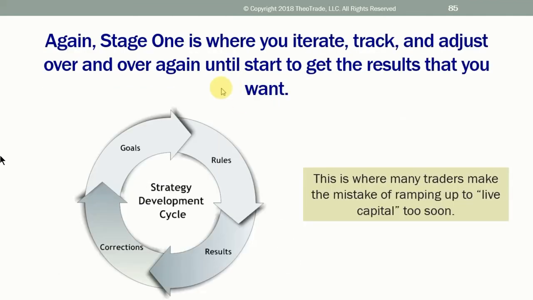Stage one. This is where you iterate, you track, you adjust over and over and over again. This is the batting cage in baseball. This is the driving range in golf. This is where you sit there and swing and swing until you know what's going to happen when you make a backswing.